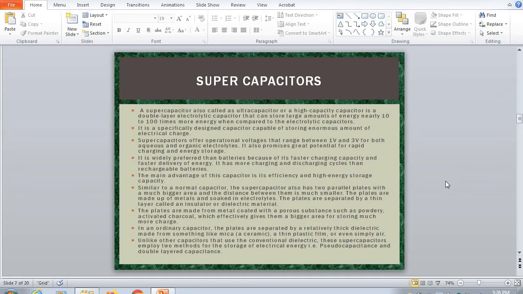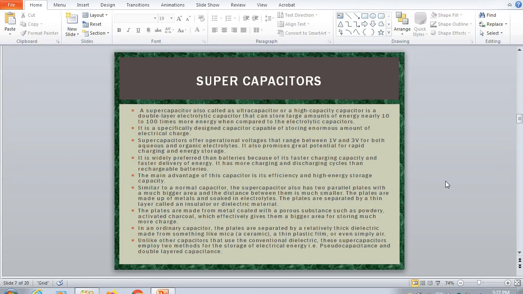It also promises great potential for rapid charging and energy storage. It is widely preferred over batteries because of its faster charging capacity and faster delivery of energy. It has more charging and discharging cycles than rechargeable batteries. The main advantage of this type of capacitor is its efficiency and high energy storage capacity.